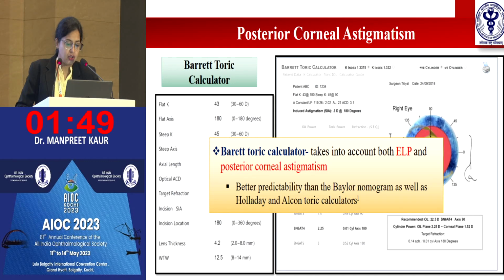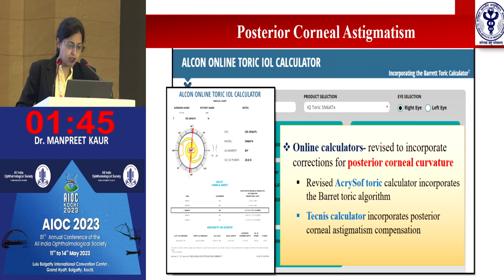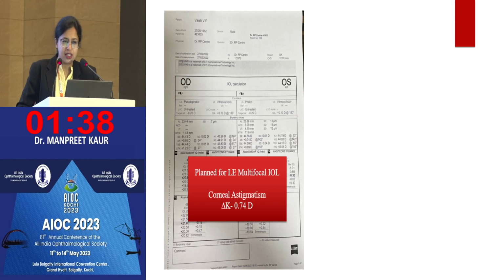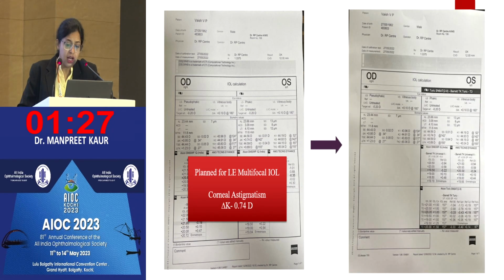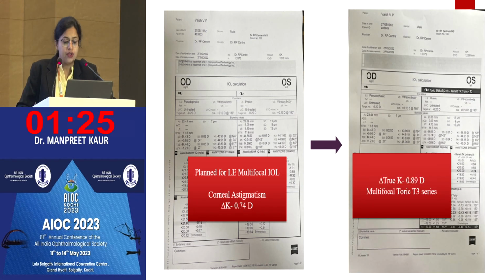This is a Barrett toric calculator that takes into account both the effective lens position and posterior corneal astigmatism. Again, various online calculators now account for posterior corneal curvature. Just a clinical case example: this patient was planned for a left eye multifocal IOL with a corneal astigmatism of 0.74 diopter. So you may think you can get away with a plain multifocal IOL alone. However, when you look at the true K values, it's 0.89 diopter. So you cannot really leave alone even this minor astigmatism in a case of premium IOL.